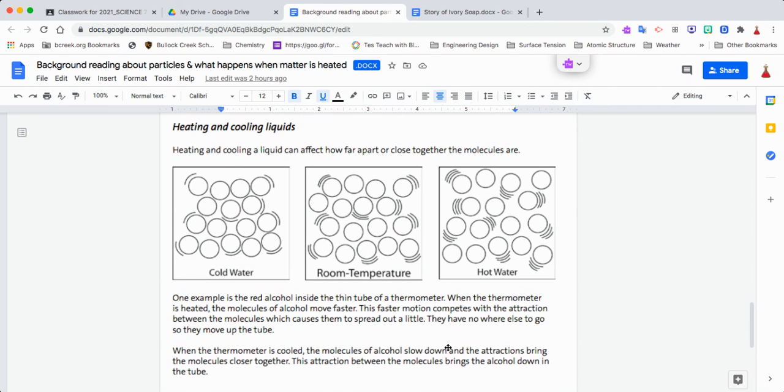So, again, it's just important to notice what happens as you're heating a solid, a liquid, or a gas: what happens to the distance between the molecules, and their kinetic energy.